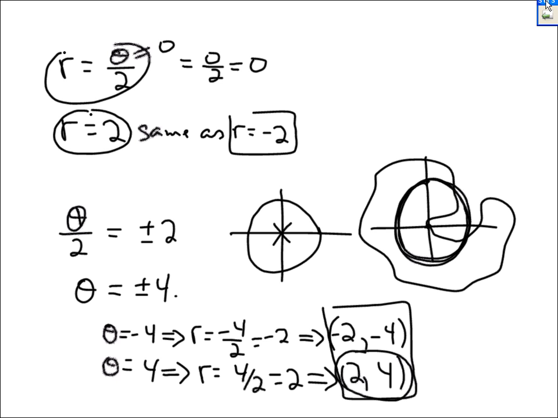Nope. Negative 2, negative 4 also works. You get the same points on r equals negative 2 as you do on r equals 2.